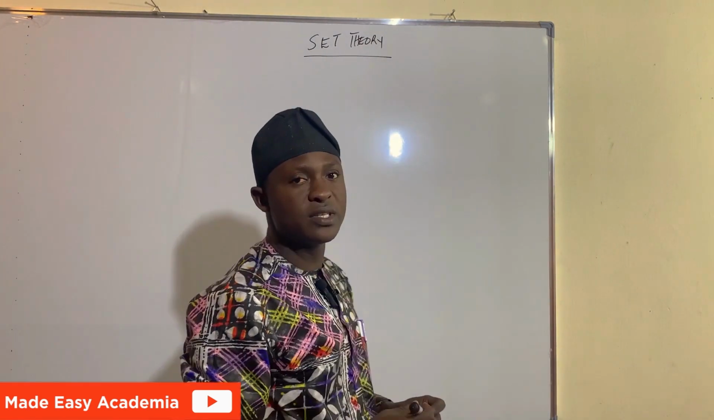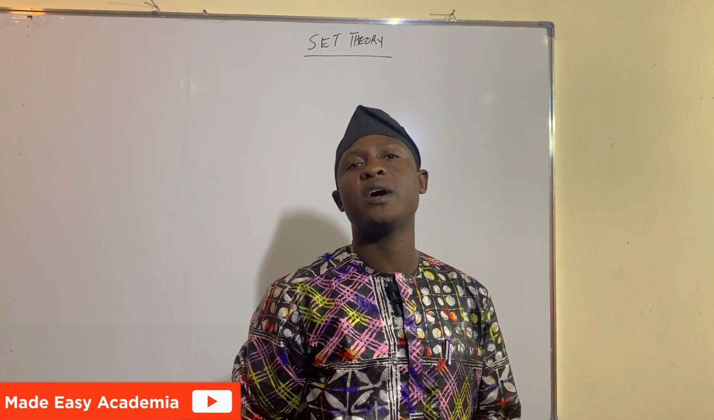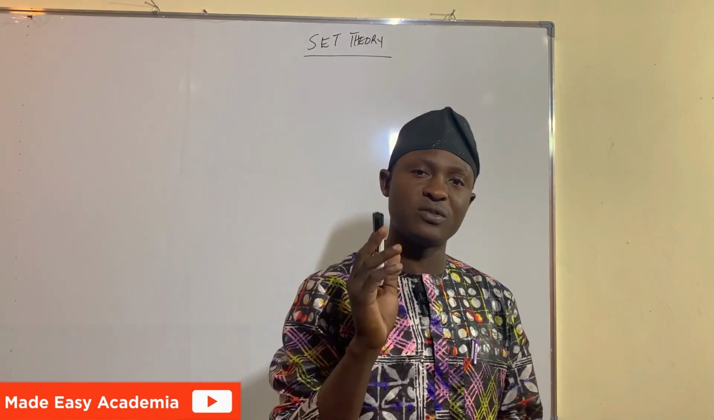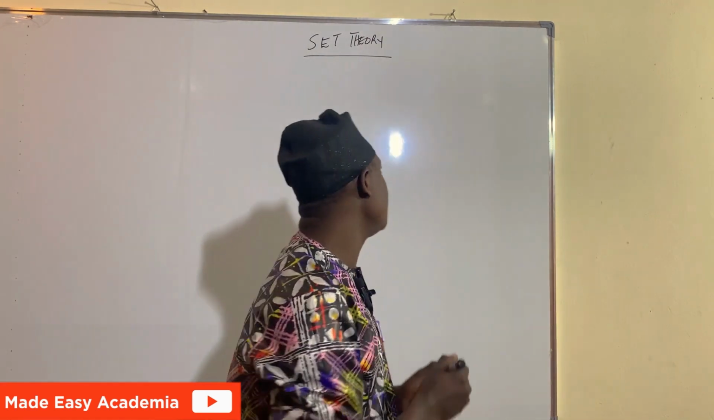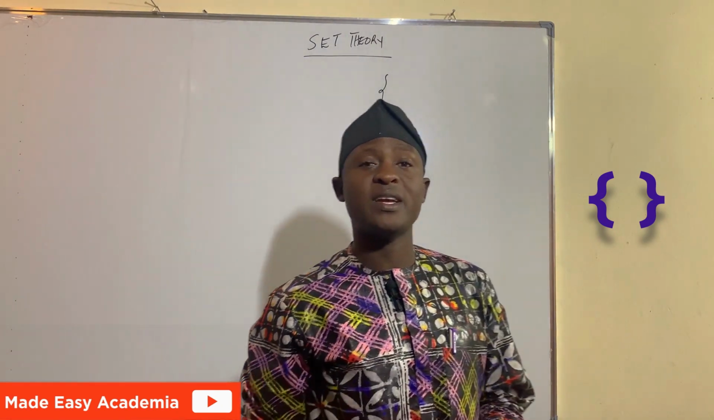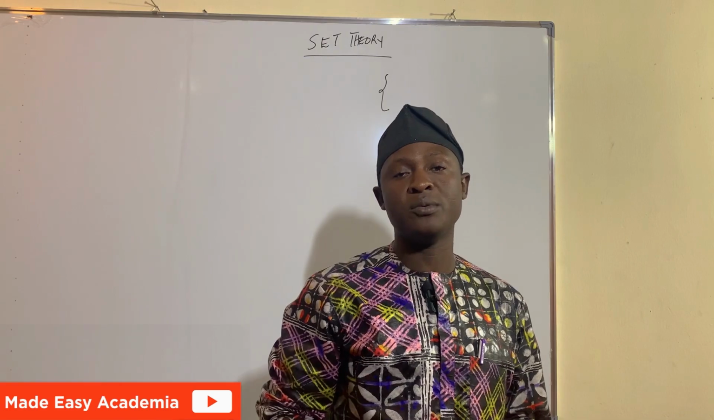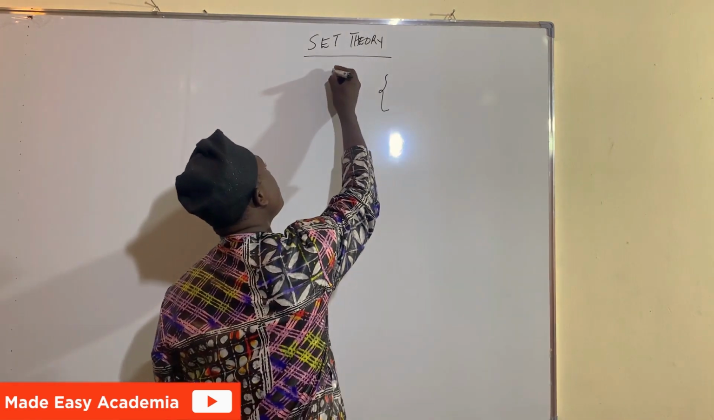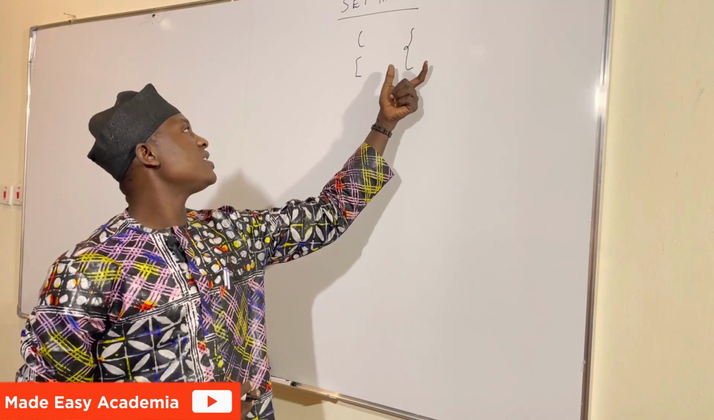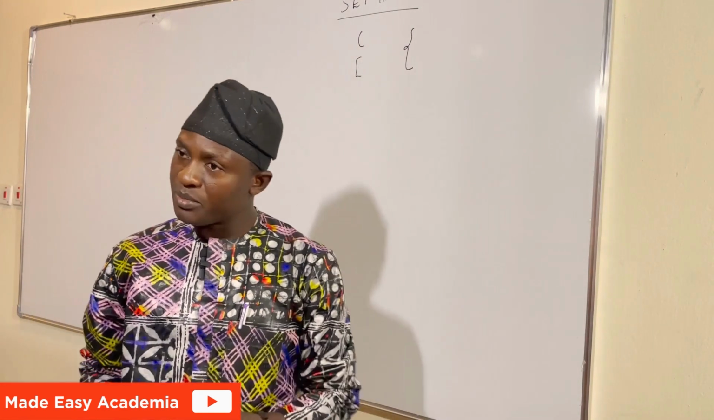Under sets, there's one thing that we need to know. In mathematics, we have different types of brackets. We have small brackets, we have big brackets, and at the same time, we have curly brackets. So you have to take note of that. Under set theory, we'll be using what we call curly brackets. There is a penalty if you use the wrong bracket, like maybe the small one or the big one. So you have to take note of that. In any set, we make use of these curly brackets.